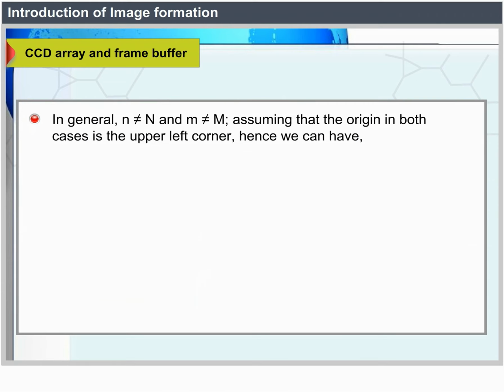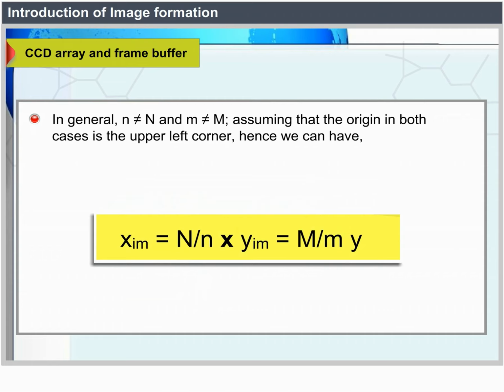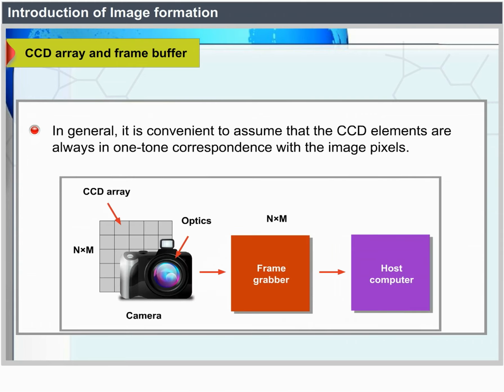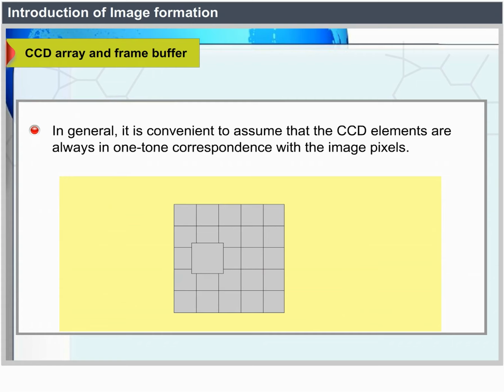In general, small n is not equal to capital N, and small m is not equal to capital M. Assuming that the origin in both cases is the upper left corner, we have xim equals capital N divided by small n times x, and yim equals capital M divided by small m times y, where xim, yim are the coordinates of the point in the pixel plane and x, y are the coordinates of the point in the CCD plane. In general, it is convenient to assume that the CCD elements are always in one-to-one correspondence with the image pixels.